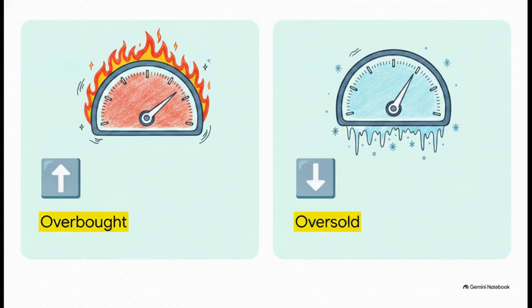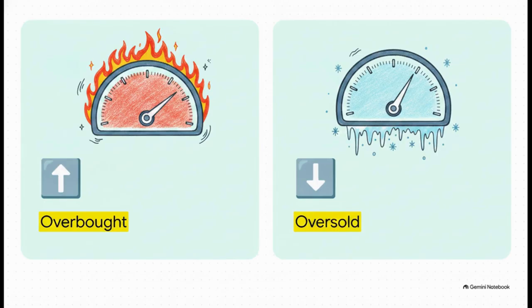Psychologically speaking, this is usually when retail buyers are getting super euphoric. They see giant green candles, crypto Twitter is absolutely exploding with hype, and FOMO just totally takes over. The RSI crossing 70 is essentially flashing a warning sign that the asset has been pushed up way too fast by this euphoria, and an impending pullback is highly likely.